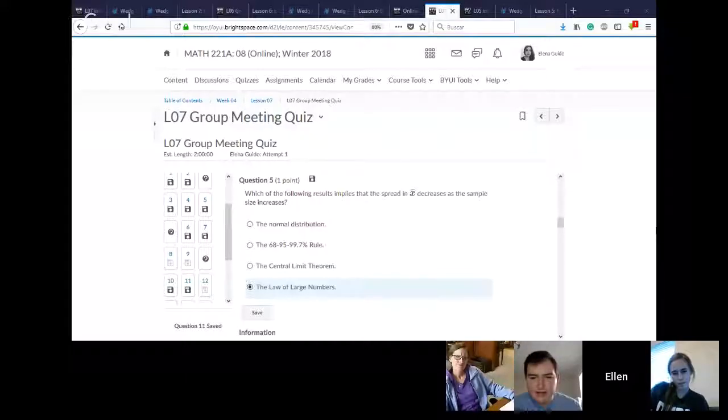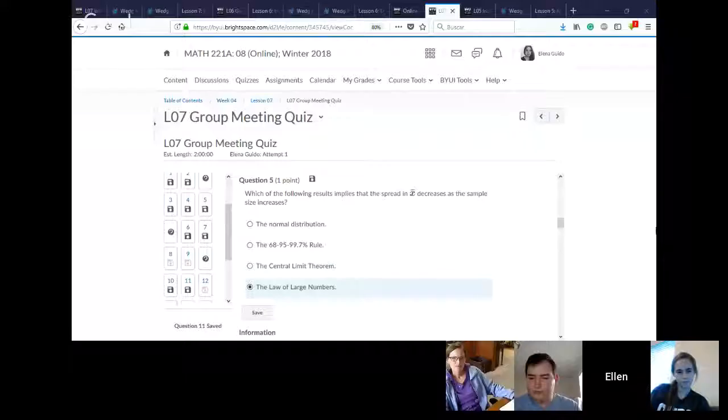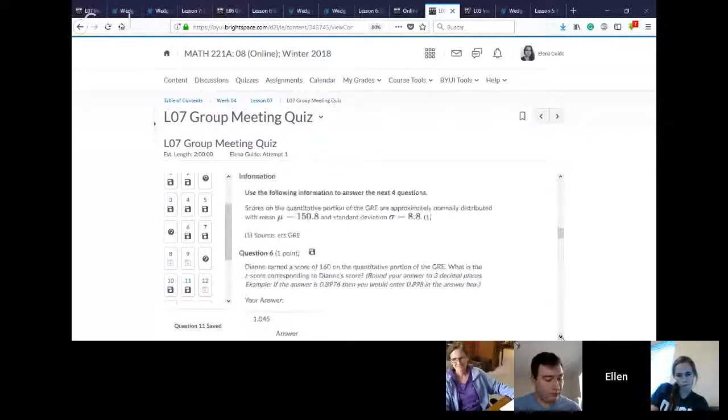I can read it. Which of the following results implies that the spread of the sample mean of x decreases as the sample size increases? And I also said the law of large numbers, since it's all about the sample mean. Yeah, if you want. Okay. It's a good opportunity.